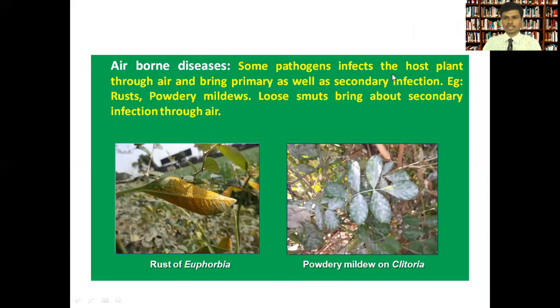Some pathogens are present in the air and cause disease to the host plant, and the infection may be primary or secondary. Examples are given here. Here we can see on the Euphorbia leaf a rust-like appearance, and on the Clitoria host plant a powdery appearance on the leaf. All these diseases are caused by airborne pathogens.